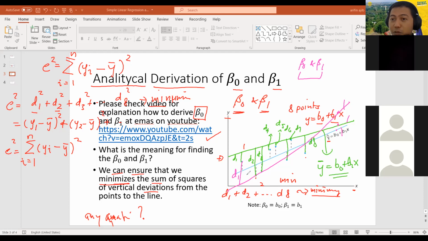D1 ungu. D1 ungu kan? Dari satu data aja kita sudah bisa lihat bahwa D1 ungu itu memiliki deviasi yang lebih besar. Artinya garisnya nggak perfect, kurang menggambarkan data gitu loh. Oke, mungkin yang ini pas, tapi ini lebih besar daripada yang biru. Iya, gitu. Yes, sir. Thank you. Oke, you're welcome. Okay, any other questions, please?